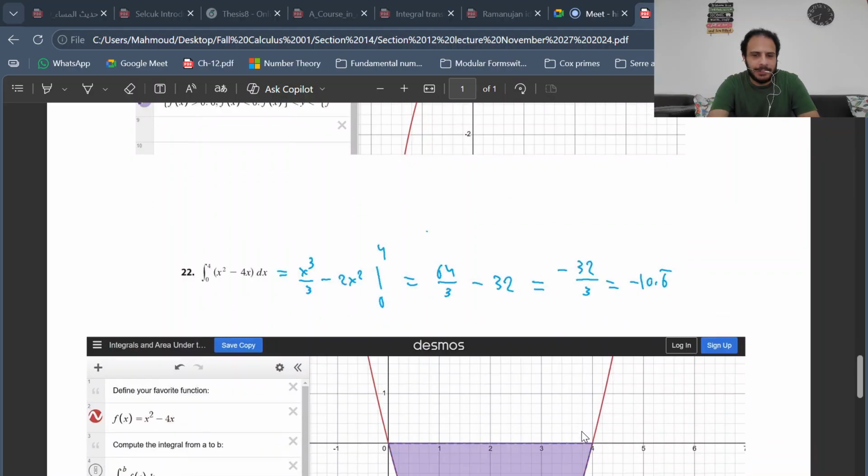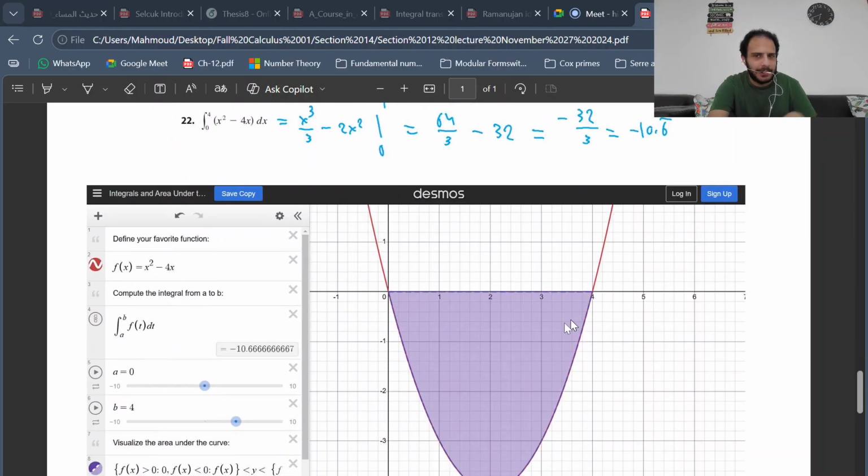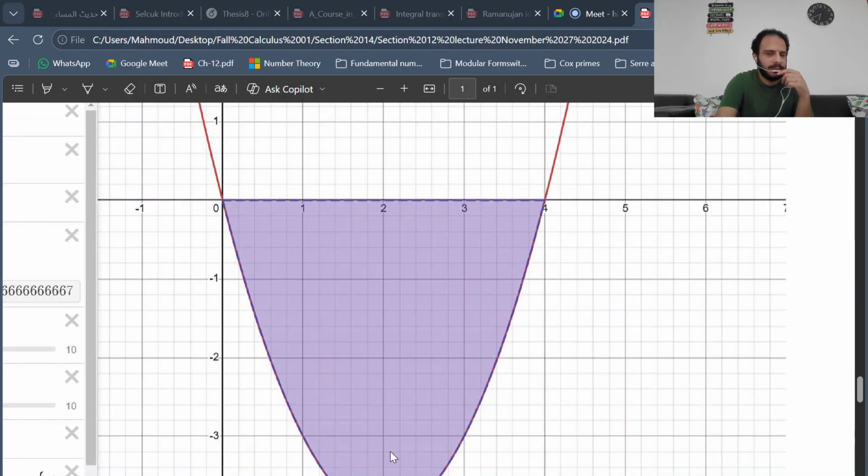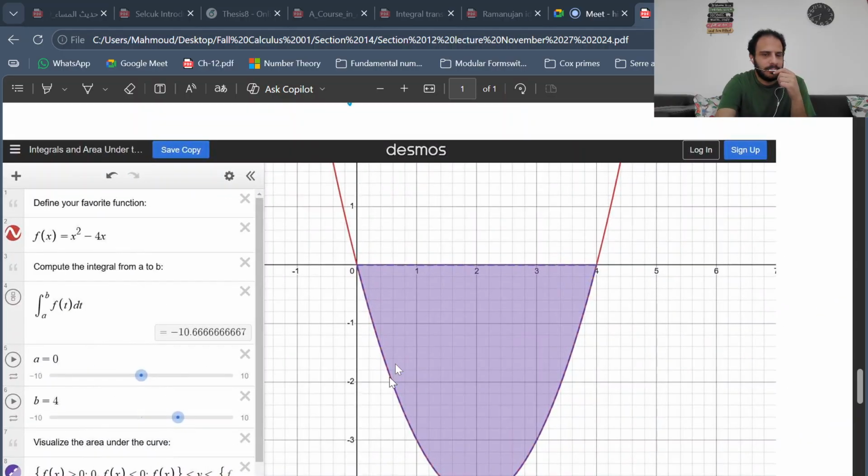Yes, it's perfect. See here, it's negative area because it's below the x-axis, see? But if you want it to be positive, just multiply by -1. It's not a big problem.